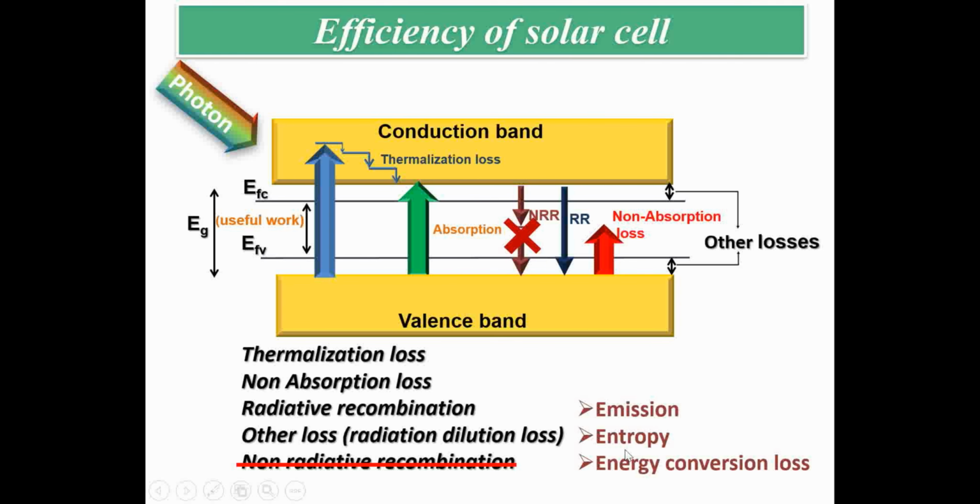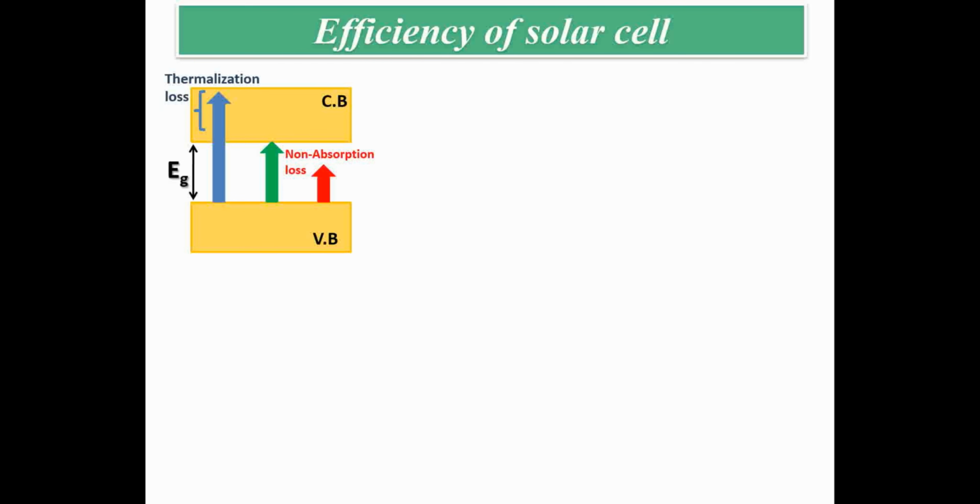Okay, so this is the overall picture, the detailed balance limit. Now if I calculate what percent is what, let us see. So in a two-level system we have our thermalization loss, our nonabsorption loss, and our other losses, and along with it radiative recombination losses.